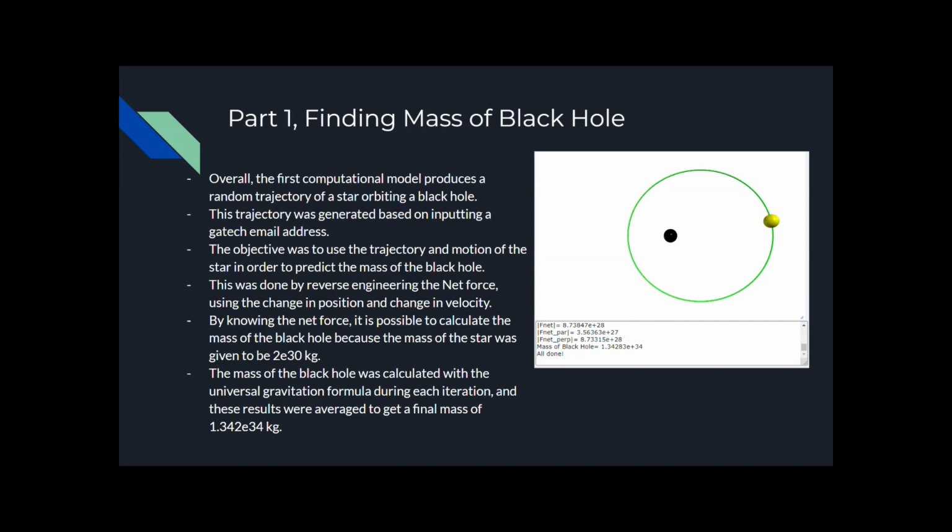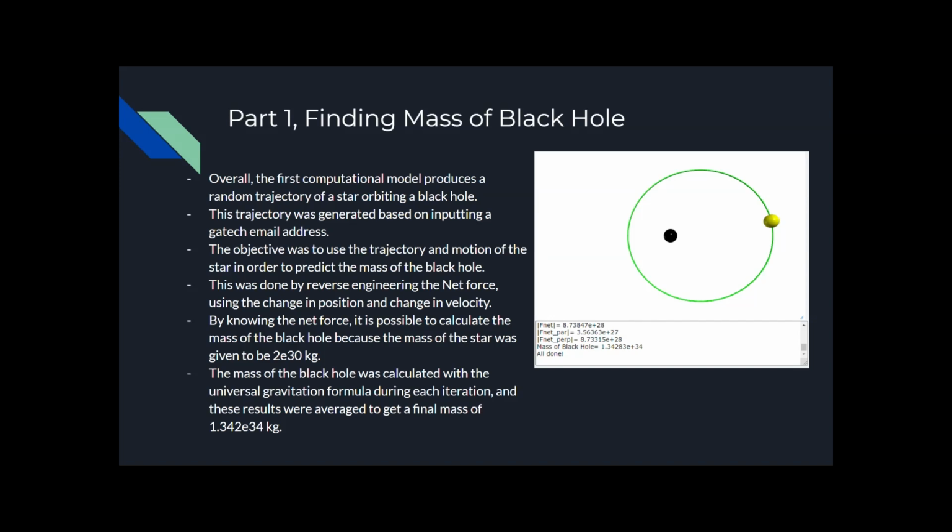Part 1 was to find the mass of the black hole. The first computational model produces a random trajectory of a star orbiting a black hole. This trajectory was generated based on inputting a Georgia Tech email address. The objective was to use the trajectory and motion of the star in order to predict the mass of the black hole. This was done by reverse engineering the net force by using the change in position and change in velocity.